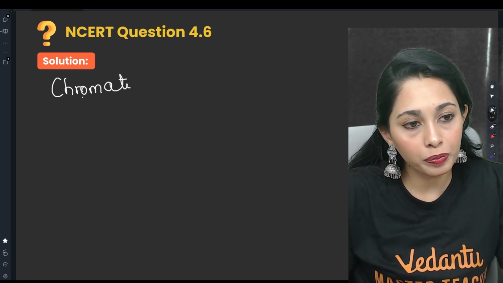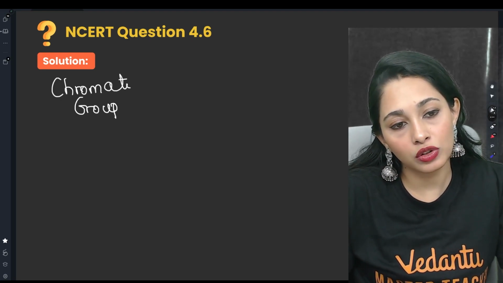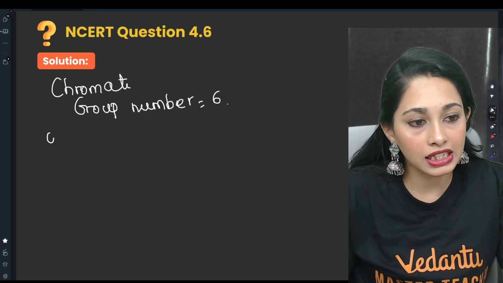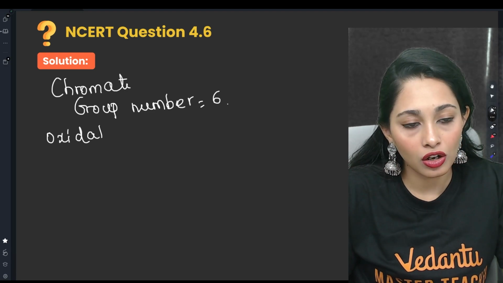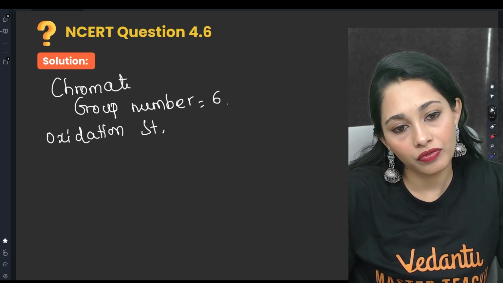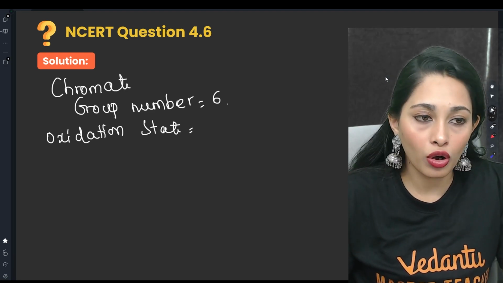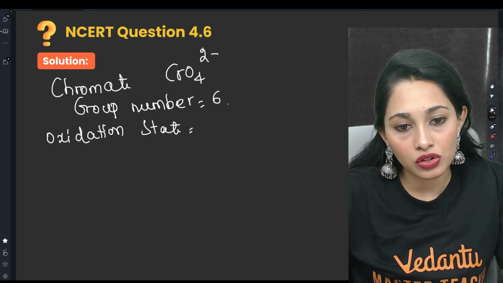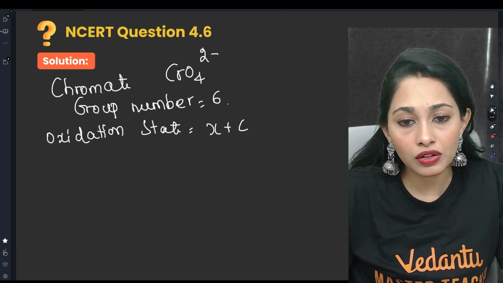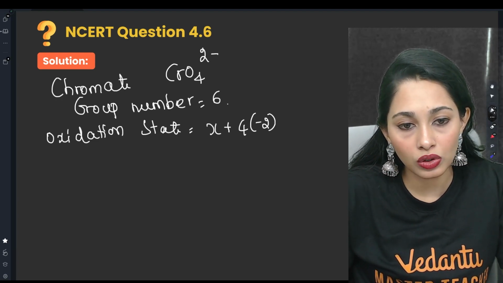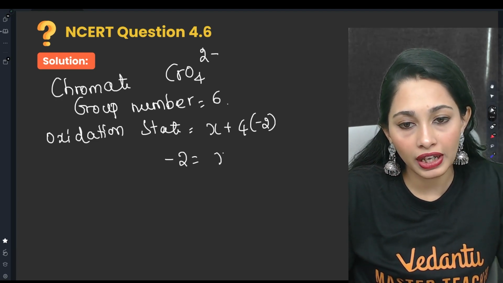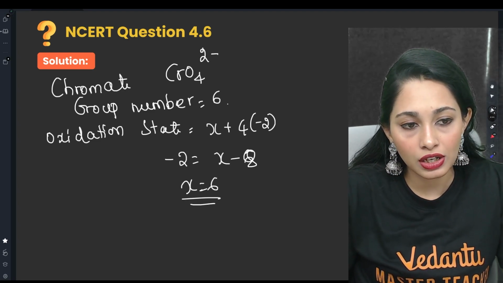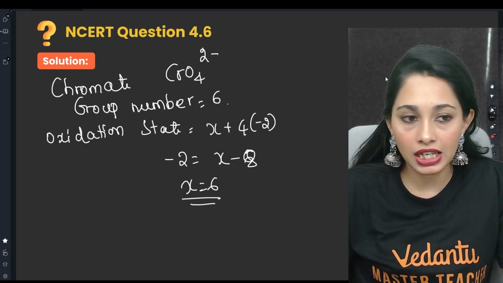Next we have chromate. The group number to which chromium metal belongs is 6. Let's see the oxidation state. I haven't written the formula. It is CrO4 2 minus. So X plus 4 into minus 2 is equal to minus 2, so X minus 8 is equal to minus 2. X is equal to 6. So both group number and oxidation state are equal here.